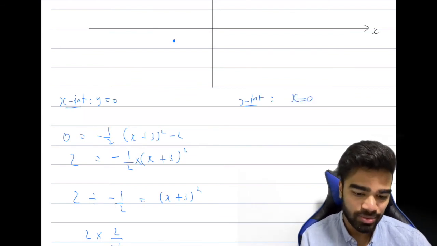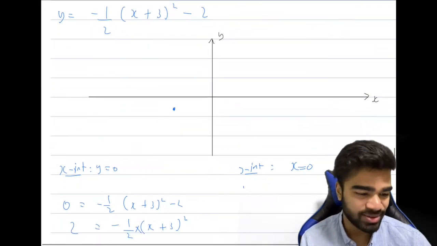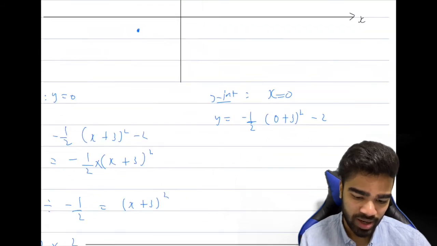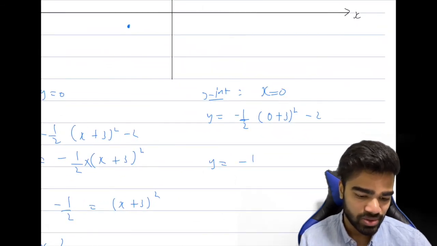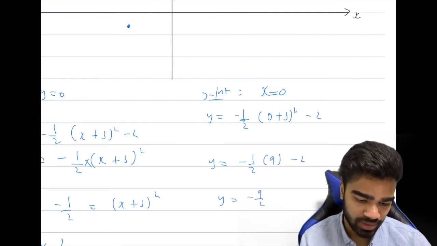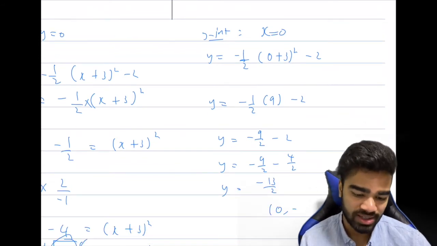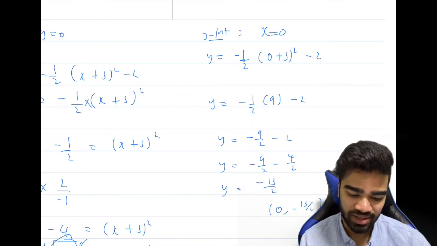So y-intercept, the rule is x is equal to 0. So y is equal to negative half multiplied by 0 plus 3 whole thing squared minus 2. So y is equal to negative half, 3 squared is just 9, minus 2. So y is equal to negative 9 on 2 minus 2. Again, adding fractions: negative 9 on 2 minus 4 over 2. Y is equal to negative 13 over 2. Like so. So your y-intercept is 0, negative 13 over 2.